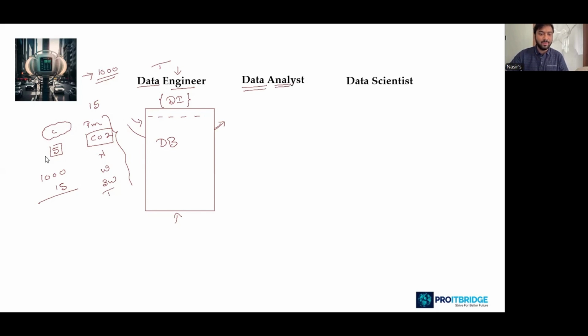Based on this data, maybe every data is not required. So the data analyst needs to clean the data as well, taking the data from the database, whichever data is required for us, cleaning the data and creating a dashboard. Why do we create a dashboard? To get the insights from the data. Who is doing this again? This is done by Aisha.